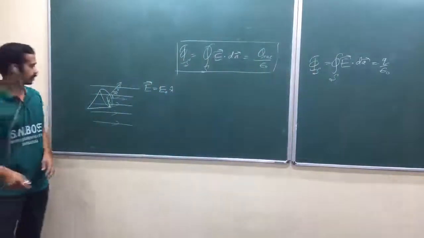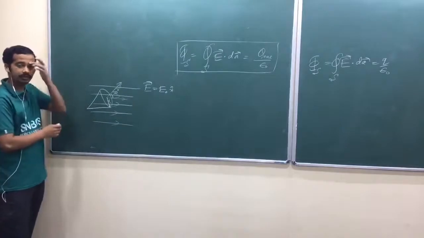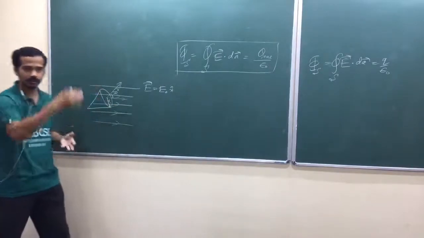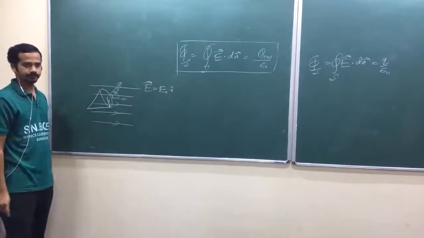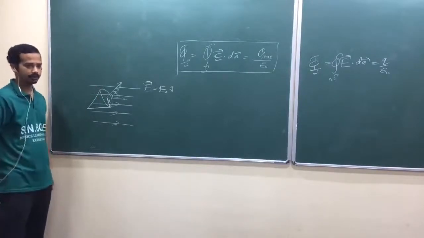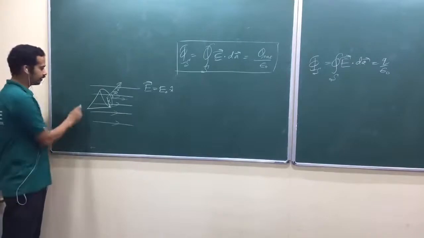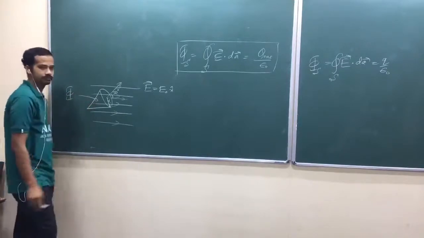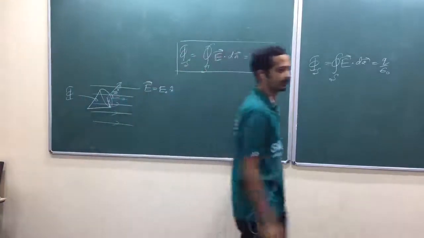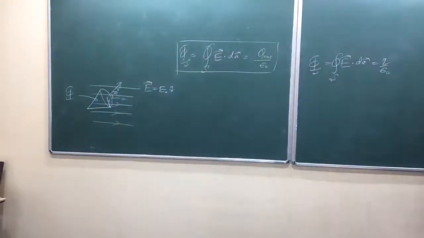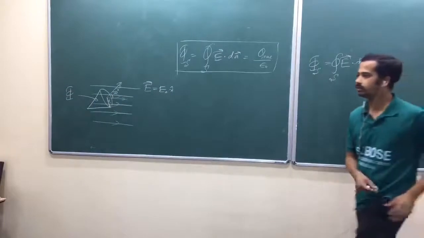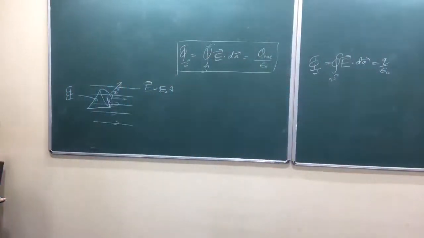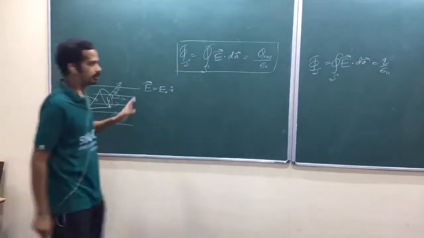I hope you got what the curved surface is. Suppose you take an ice cream cone, it will have only a curved surface, isn't it? The other side, the base, is usually open. Find the flux through this surface. Write it down in a sentence: find the flux through the curved surface of the cone. Write it down and think over it.